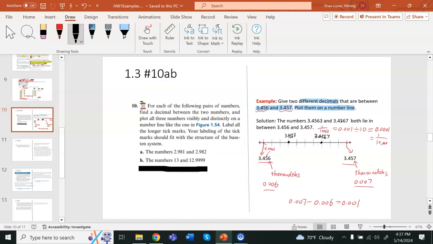When you do the problems, the first one is very similar to the one I did, part A. For part B, you have to be a little bit careful. Make sure you put 12.9999 on the left, because it's smaller. On the number line, smaller numbers are always to the left. They are somehow trying to trick you, and they wrote down the bigger number first. But you have to make sure you put the smaller number on the left, the bigger number on the right, and then you divide this into 10 equal parts and find two numbers between them.